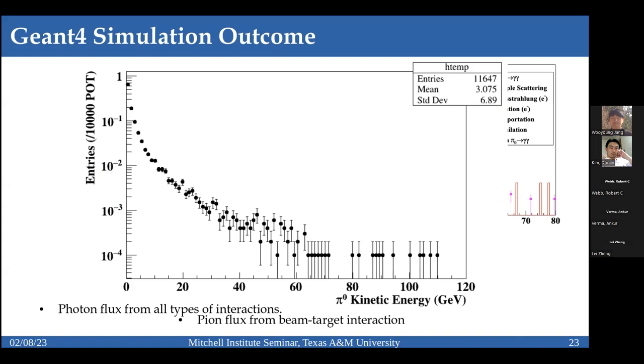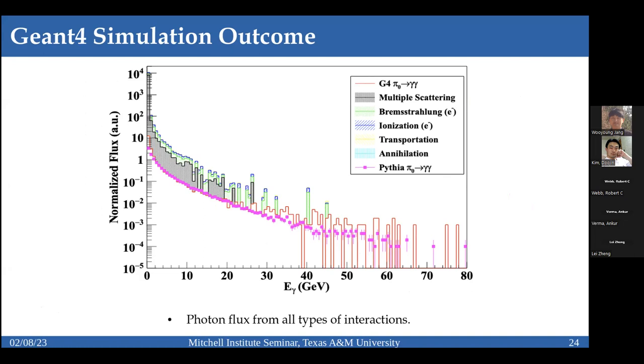This is a plot of pi zeros that I simulated using the Geant4 simulation, and this shows the photon flux production using the Geant4 simulation. You can compare that. There is a negligible contribution from the different types of physics processes other than this pi zero decay.